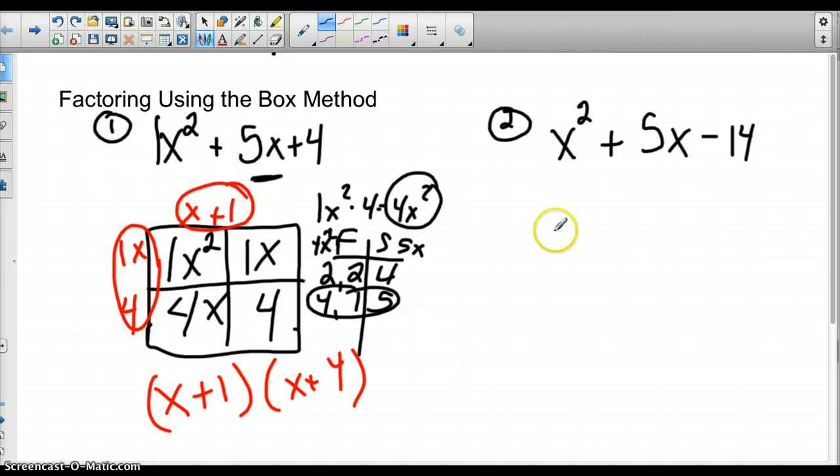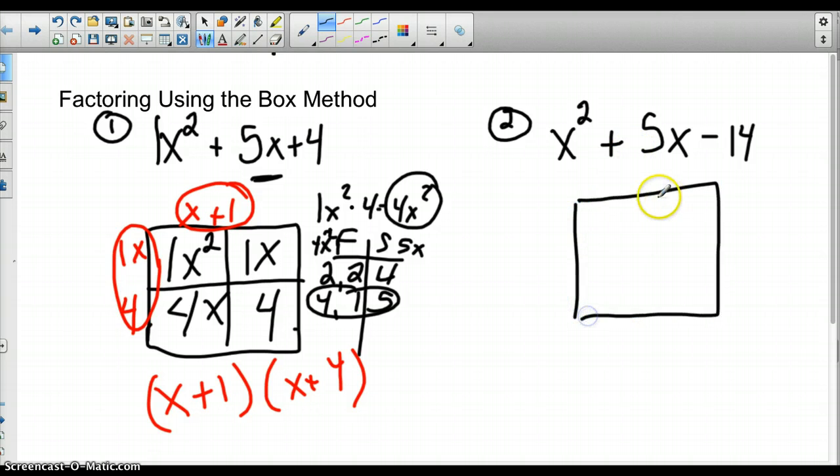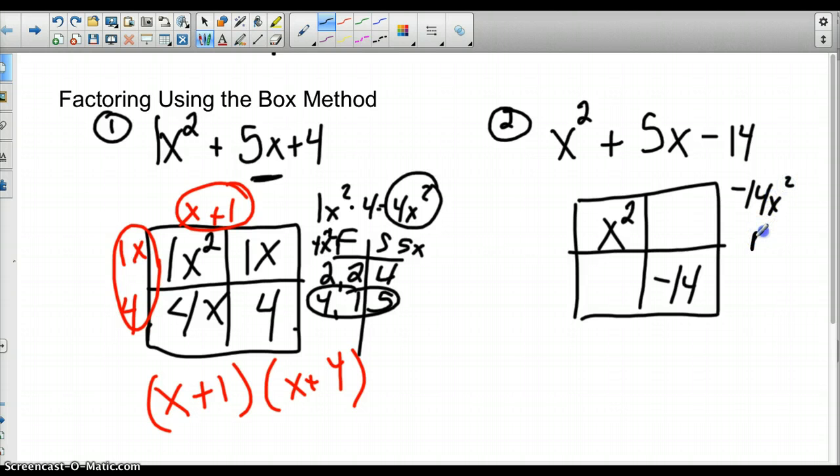Okay, so let's try example number 2. Example number 2, you find out is there a GCF. Seeing none, we go right to the rectangle or the box method, whichever way you want to call it. We put in the x squared and the negative 14. The sign goes with it. We multiply these two, so we get negative 14x squared for our factors. And our sum needs to be 5x.